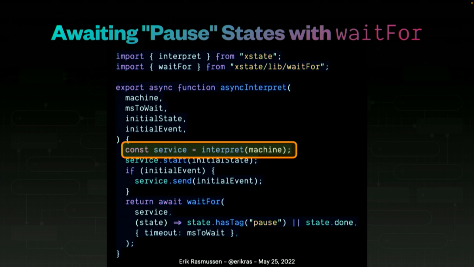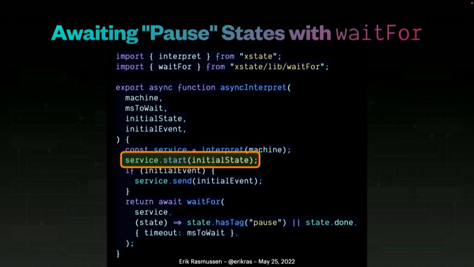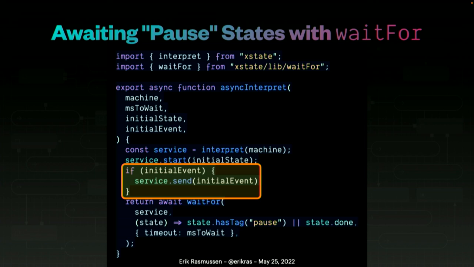And what it does is it uses the regular interpret function to get this service. And this is the way you boot up a machine, is you call start and you give it an initial state. And if we happen to have an event, we send it to that. And then the state machine is off and doing its thing.